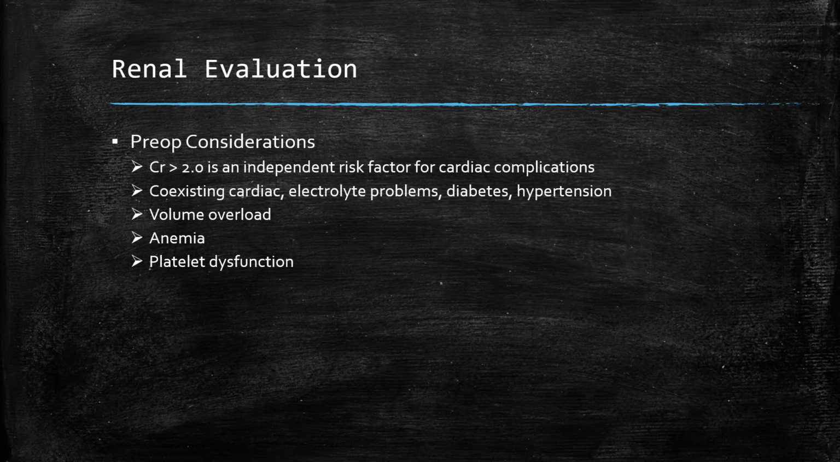We take care of many patients with moderate to severe renal disease. These patients are extremely complicated because renal disease is usually associated with many other significant comorbidities. We've already seen that a creatinine greater than 2 is an independent risk factor for cardiac complications. And in addition to the underlying cardiac disease, renal patients tend to have electrolyte problems, and they have poorly controlled diabetes and hypertension. In addition, they're almost always volume overloaded, and they're anemic, and their platelets don't work very well either.